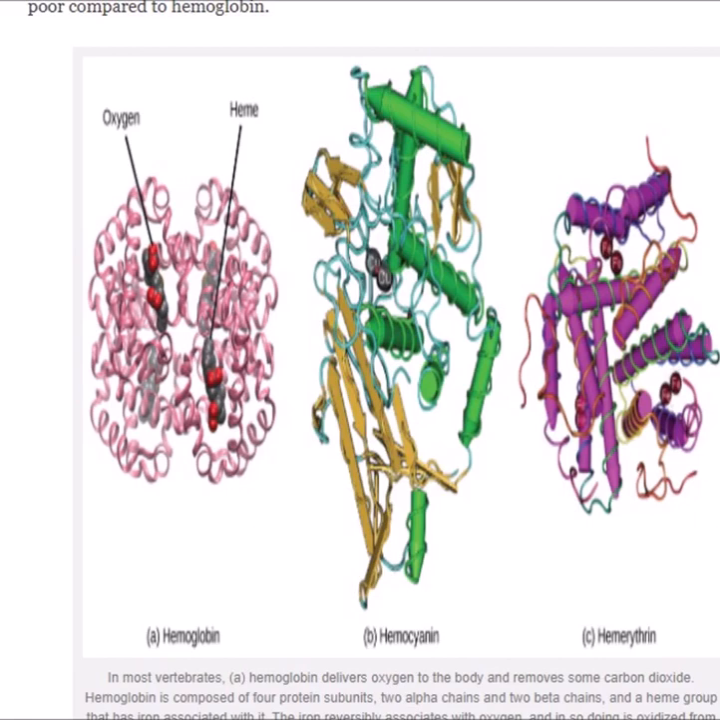There are approximately 25 trillion red blood cells in 5 liters of blood in the human body, which could carry up to 25 sextillion, that is 25 times 10 to the power 21, molecules of oxygen in the body at any time.